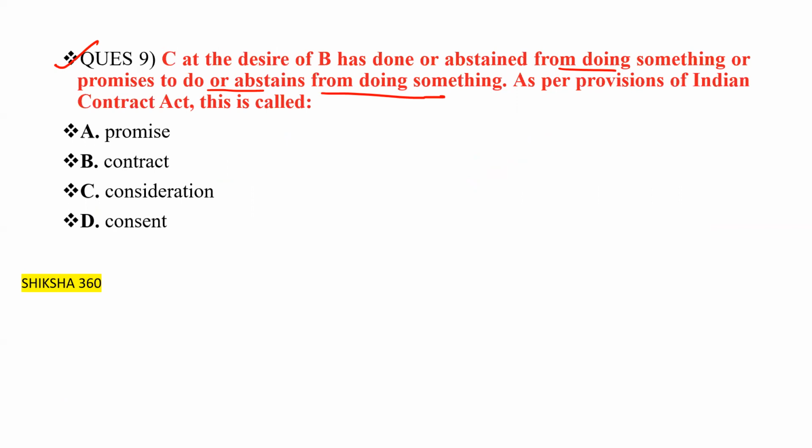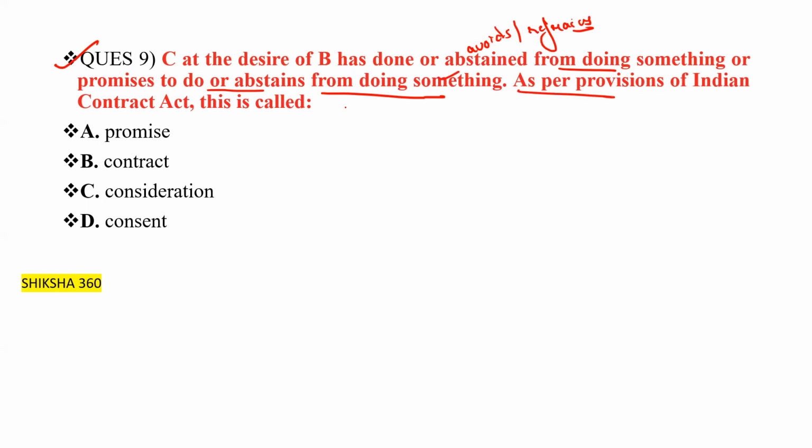C, at the desire of B, has done or abstained from doing something. Has already done, or abstains, that is, avoids or refrains from doing something, or promises to do or abstains from doing something.